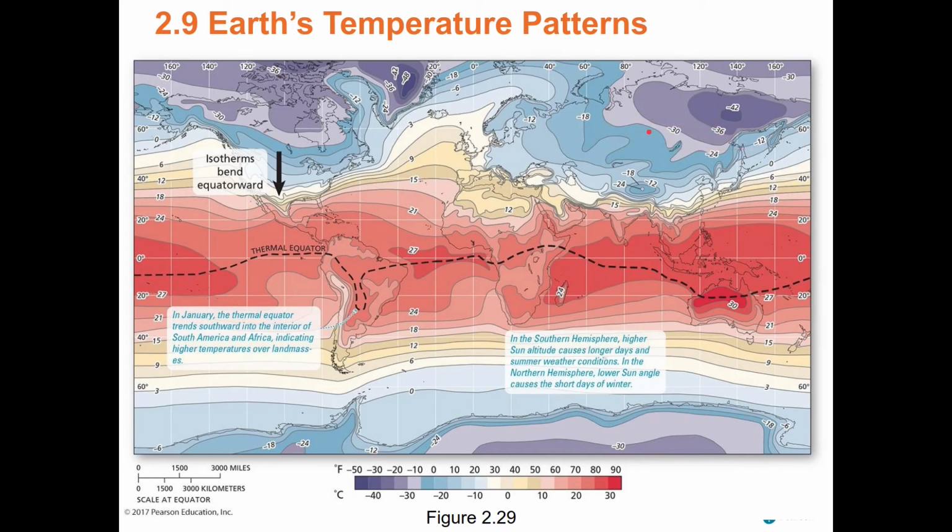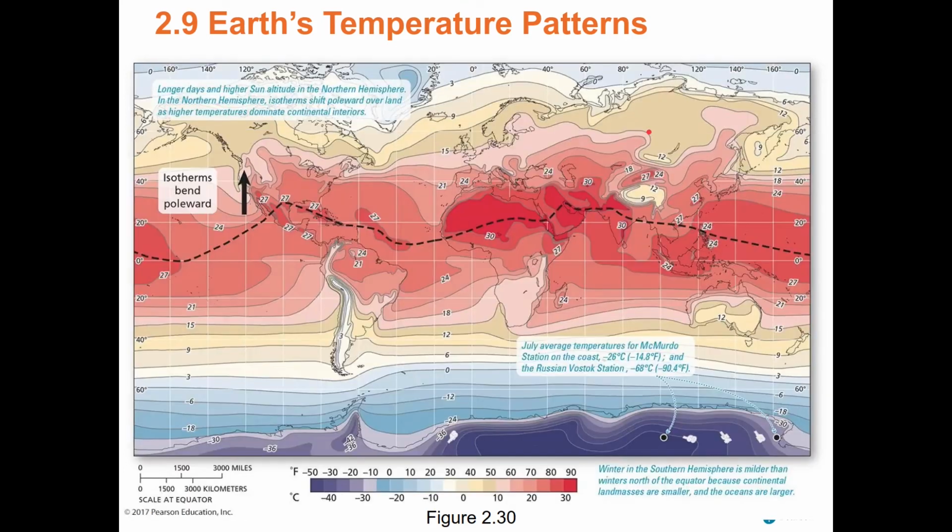So then in summertime, the subsolar point's going to shift north. The thermal equator shifts north. It's still pretty close to the equator, but instead of South America, now it's over Mexico. Instead of Southern Africa, now it's in the Sahara. Instead of over Australia, now it's over India and Southeast Asia. So the thermal equator moves a whole bunch over the land, not as much over the ocean.